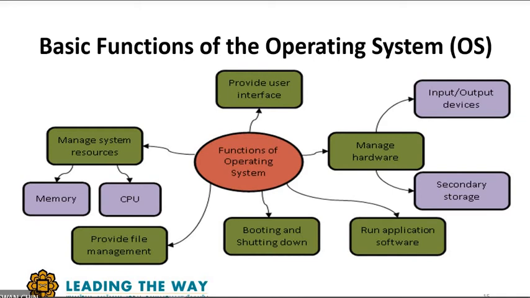So the last one is to manage the system resources, for memory and also the CPU. Basically, the operating system takes over all the processes between the application software to communicate with the users using the user interface, and also to manage the hardware: the memory, CPU, the storage, and so on.